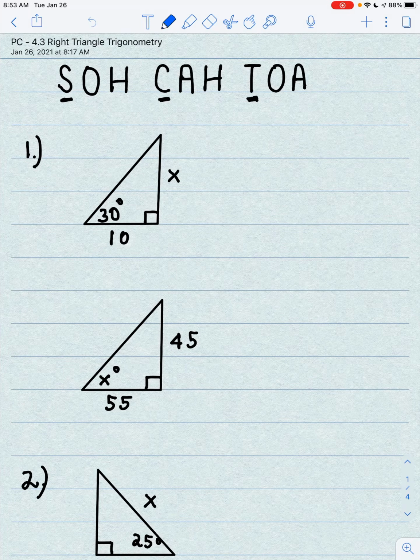Today's lesson is over section 4.3, right triangle trigonometry.